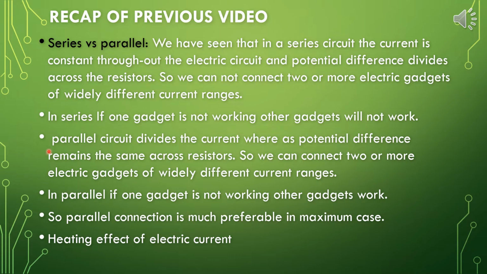In parallel, it is totally different. In a parallel circuit, it divides the current, whereas potential difference remains the same across resistors. So, we can connect two or more electric gadgets of widely different current ranges. And if one gadget is not working, the other gadgets will work easily. So, if you connect a parallel connection, easily you can operate every gadget individually. And parallel connection is much preferable in maximum cases.